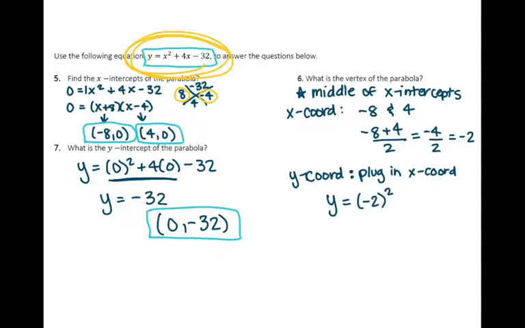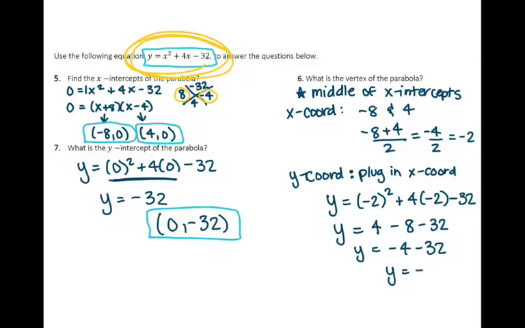So I have x squared plus 4x minus 32. But of course, wherever I see an x, I am replacing it with -2. And then I can just calculate. -2 squared is 4, minus 8, minus 32. That gives me -4 minus 32, or -36, which of course you can always use a calculator instead of doing all this by hand. So that gives me -2, -36 for my vertex.